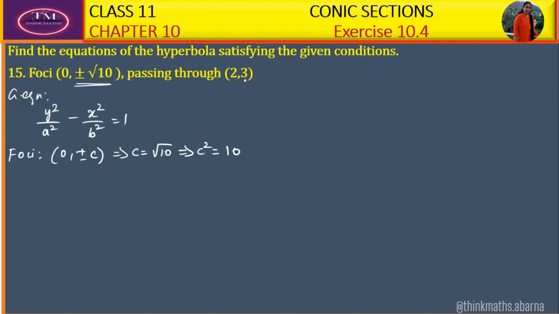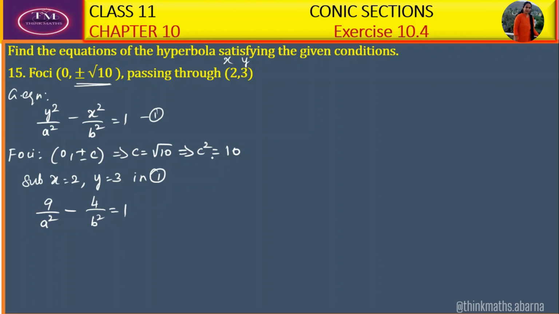Now it passes through 2 comma 3. As it passes through 2 comma 3, this will be the value of x and this will be the value of y. So we can substitute x is equal to 2 and y is equal to 3 in 1. So we get y square, not y square, y is 3. So it is 3 square, which is 9 by a square minus x square. What is x square? X square is 2 square, which is 4 by b square equal to 1.